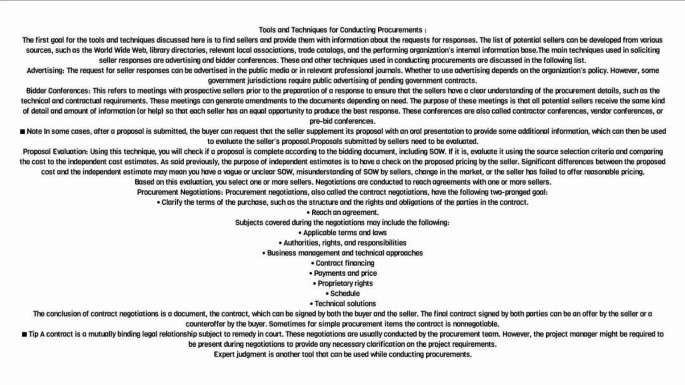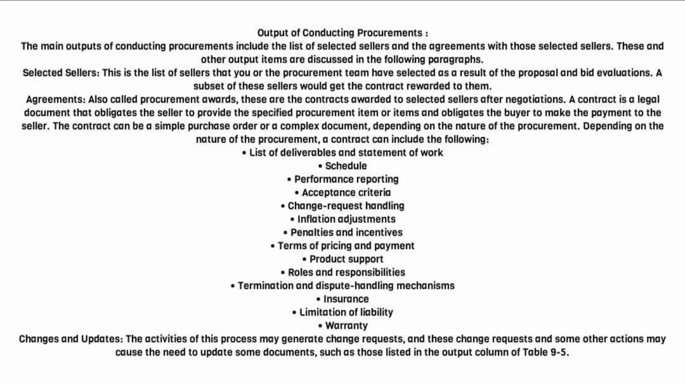However, the project manager might be required to be present during negotiations to provide any necessary clarification on the project requirements. Expert judgment is another tool that can be used while conducting procurements. Output of conducting procurements: the main outputs of conducting procurements include the list of selected sellers and the agreements with those selected sellers. These and other output items are discussed in the following paragraphs.